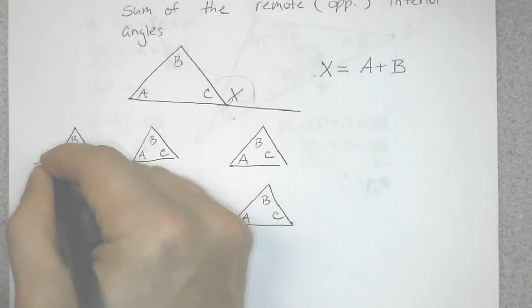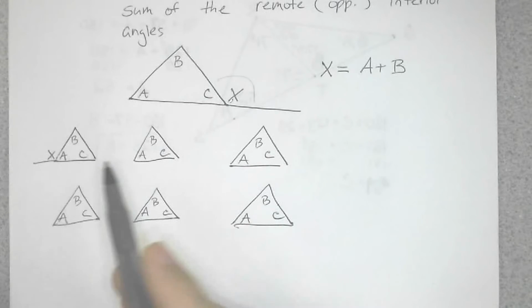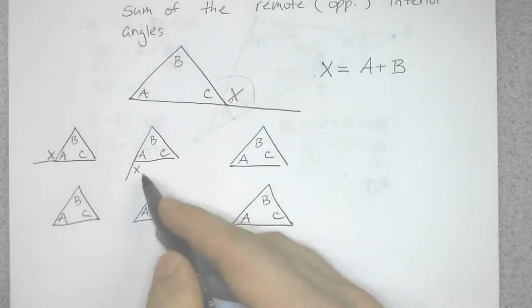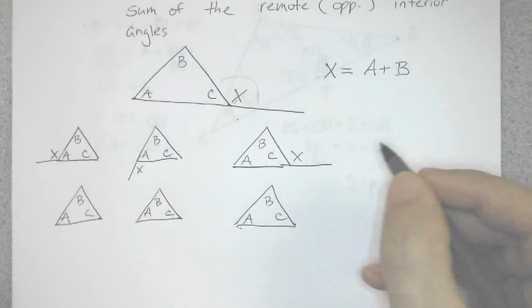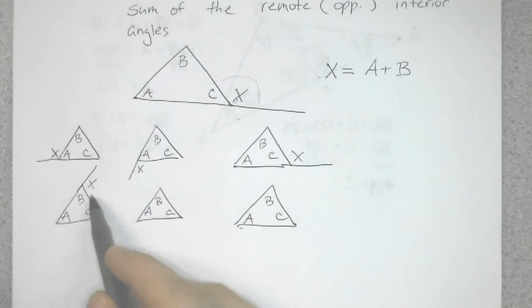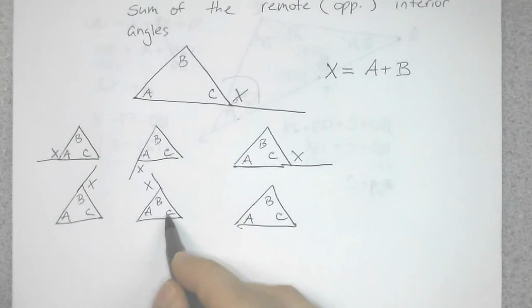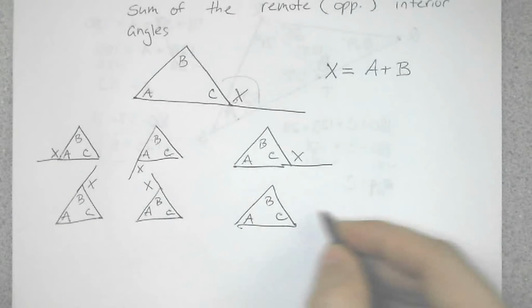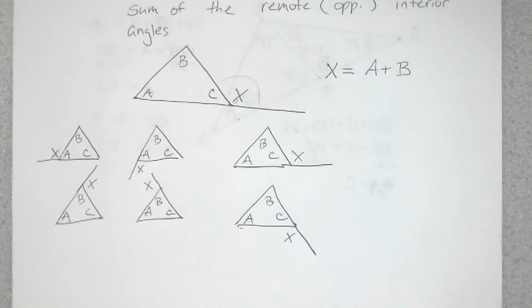Let's say I had this triangle here and this exterior angle. X would equal B plus C. Here, x would equal B plus C. Here, x would equal B plus A. Here, x would equal A plus C. Here, x would equal A plus C. And here, x would equal A plus B. Now hopefully you have a pretty good idea of how the exterior angle theorem works.